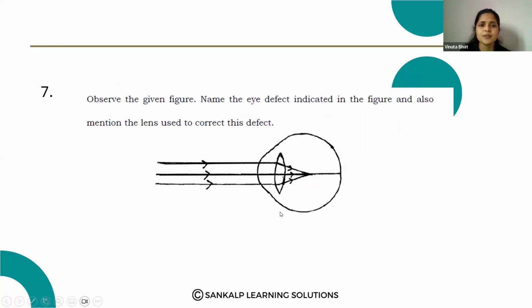Next question. Observe the given figure. Name the eye defect indicated in the figure and also mention the lens used to correct this defect. Yes. Please note down the question. Here, name the eye defect indicated in the figure. So you just observe the figure and say the eye defect. That is myopia, right? In question number 1, we have solved this.